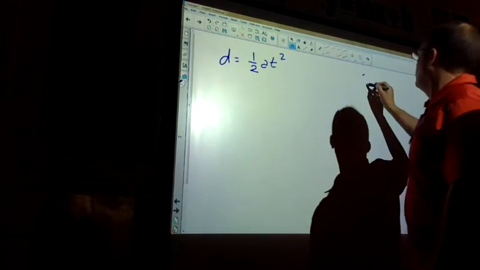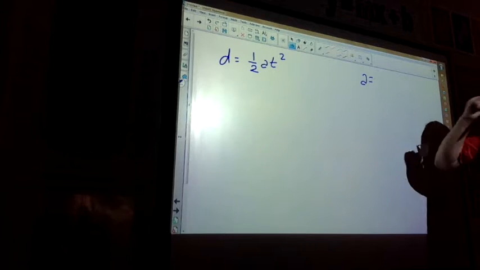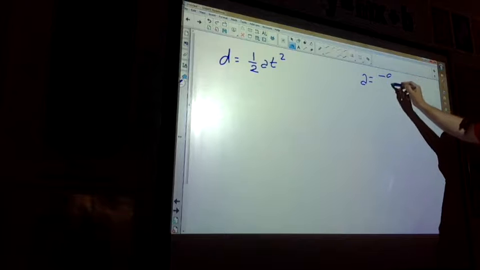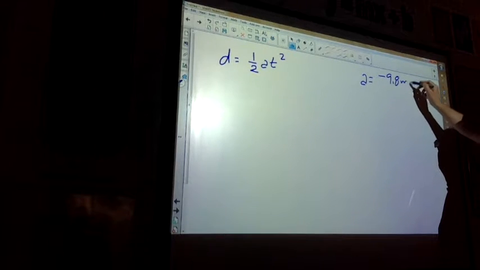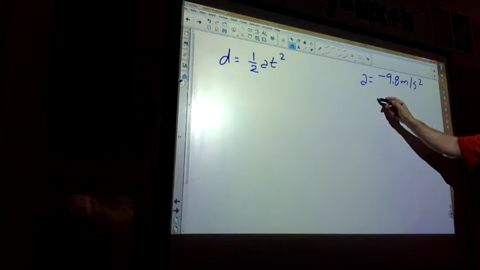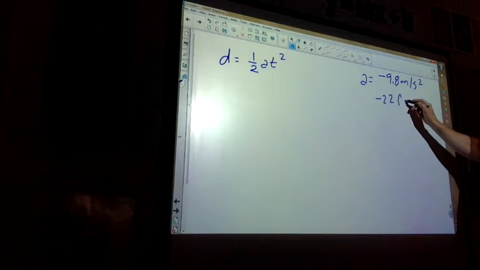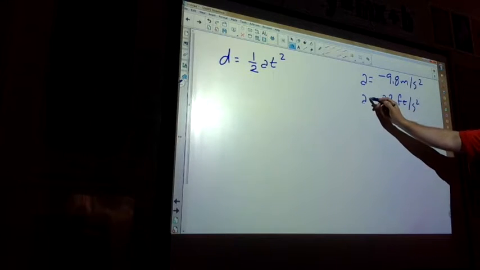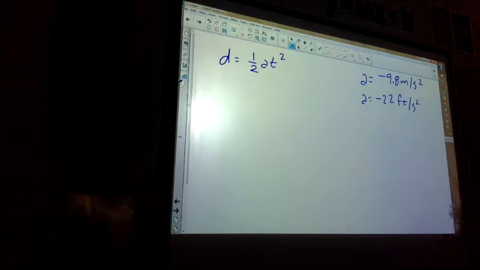All right, so A stands for the acceleration of gravity. Acceleration of gravity is negative 9.8 meters per second squared. That's in meters per second. Or it's negative 22 feet per second squared, this is more the American version that we prefer.